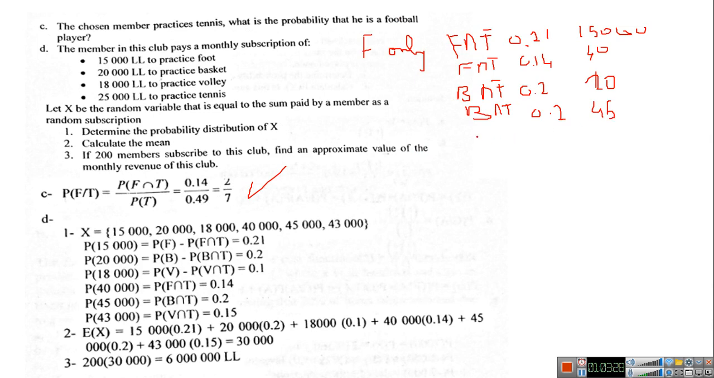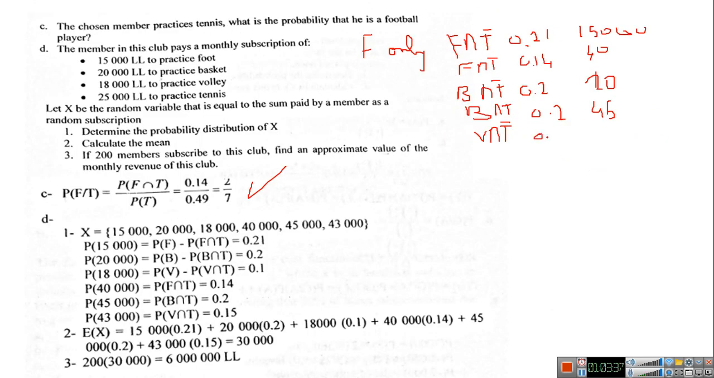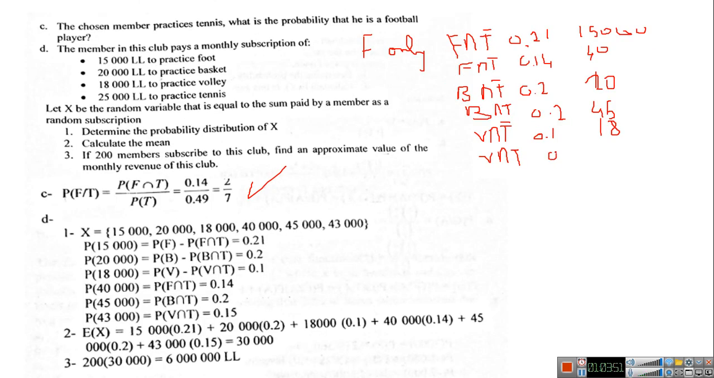He's going to do volley without the tennis. Volley without the tennis is 0.1, 10% of the members. He's going to pay 18,000, and volley plus the tennis is 0.15. He's going to pay 18 plus 25, so it's 43,000. So these are the possibilities. So P of 15,000 is 0.21, you can see it here. P of 40,000 is 0.14. P of 20,000 is 0.2, etc.